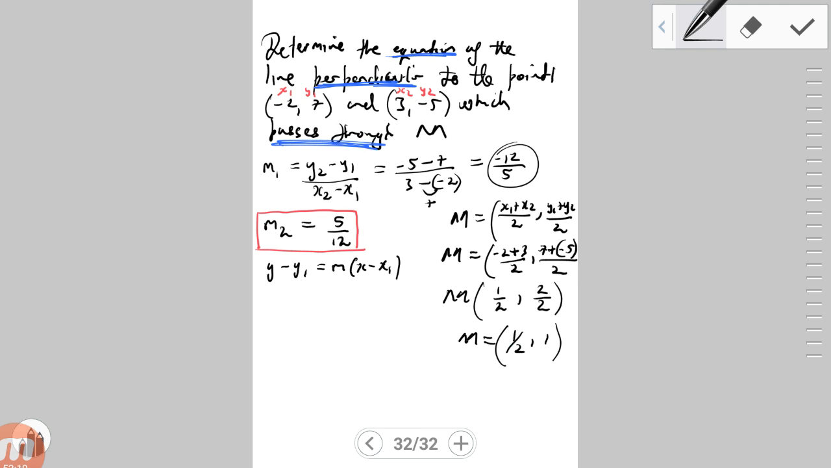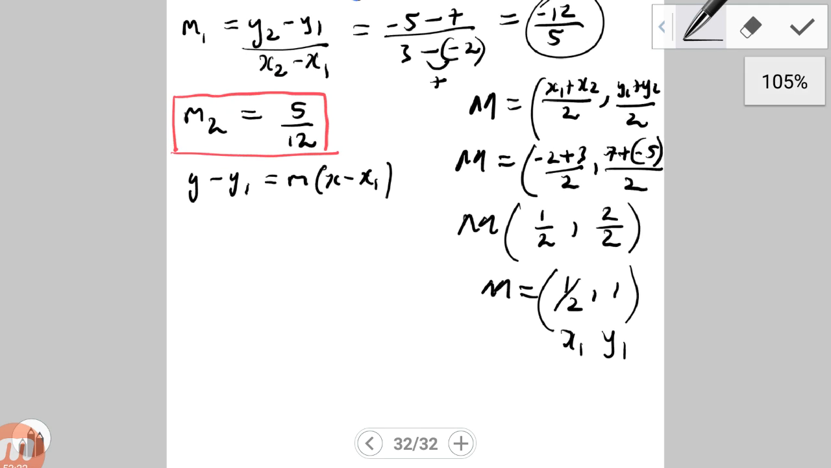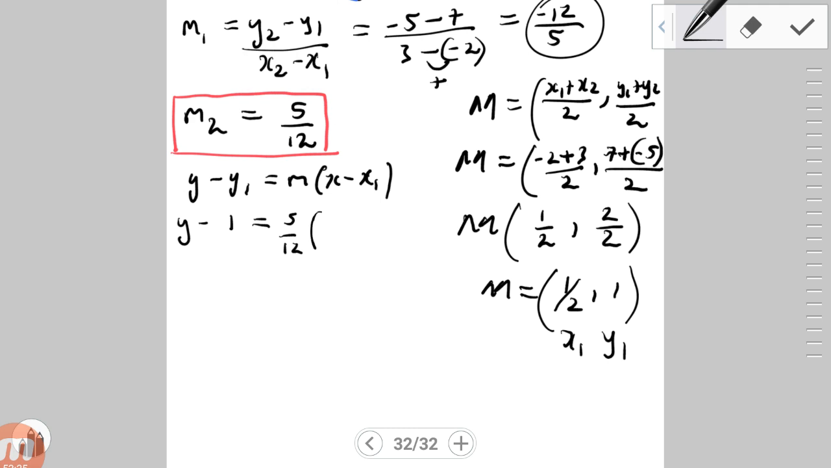All right, so now this is going to be our new x1 and y1, because that's the line. It's passing through M, and M is a half, 1. So now we're ready to get over here. y minus y1, in this case, is 1. M, the one that we're interested in, is the one in the red box. This is 5 over 12, pardon me. x minus x1 is a half.